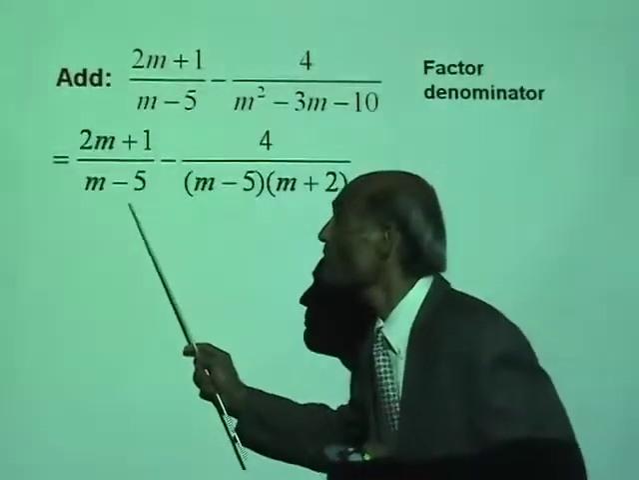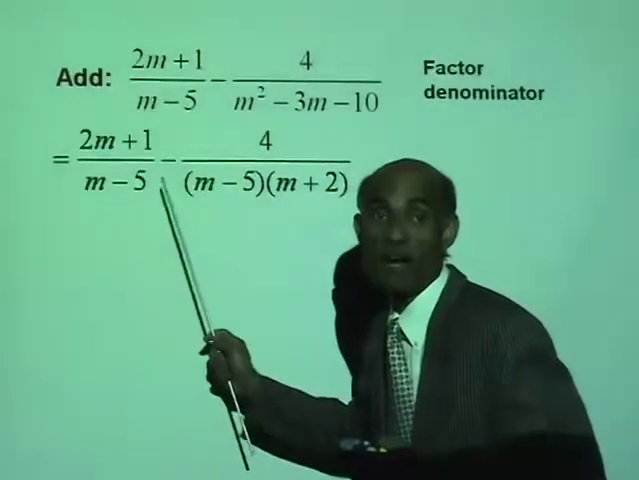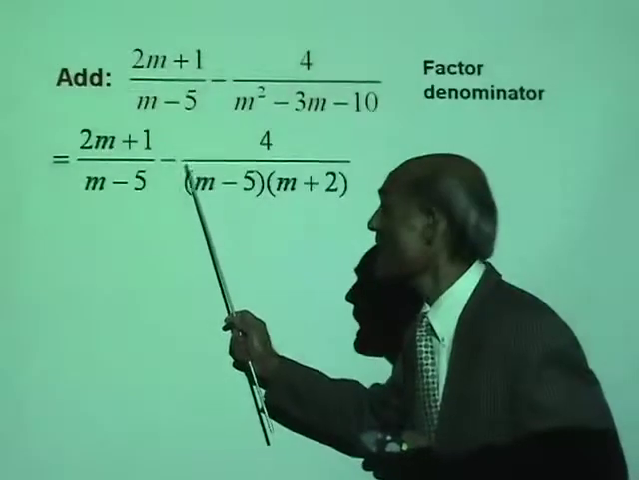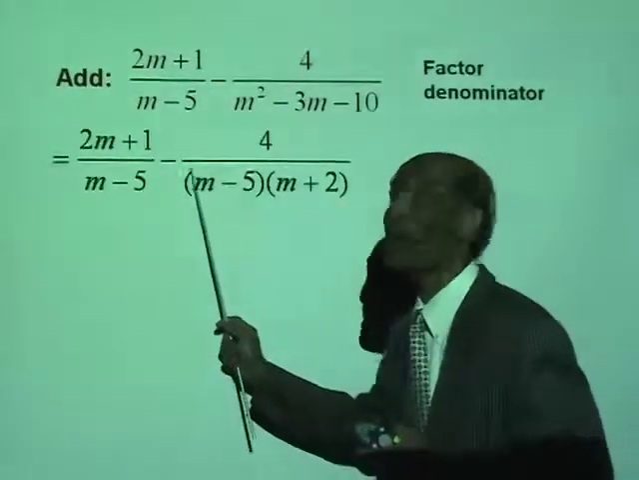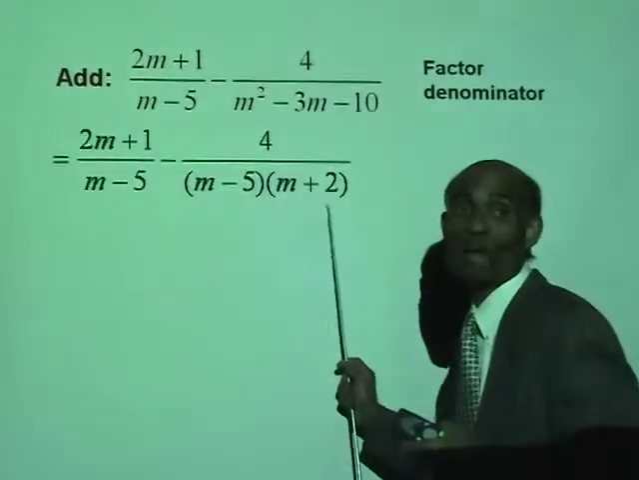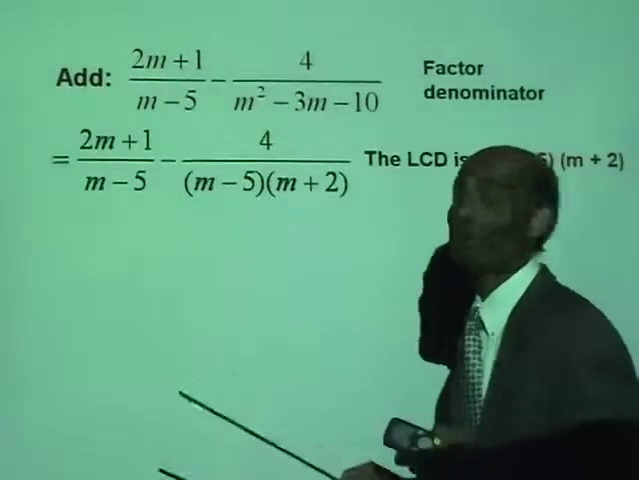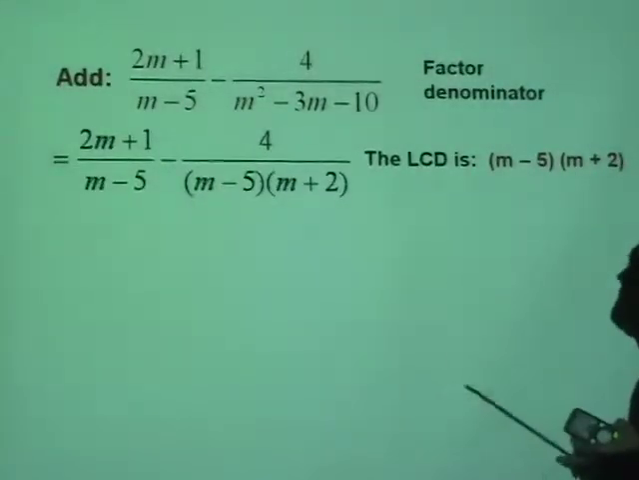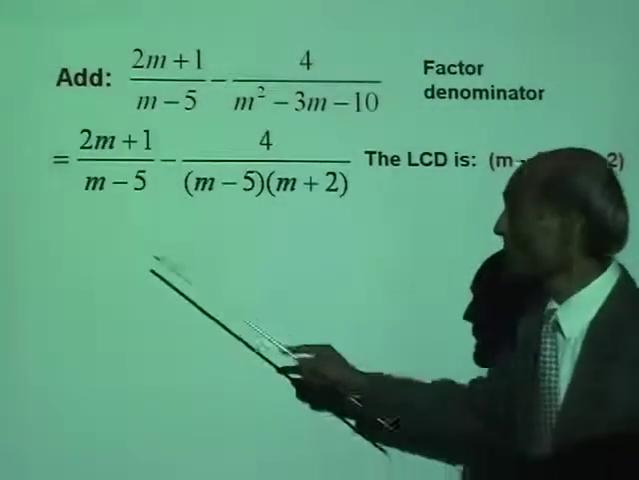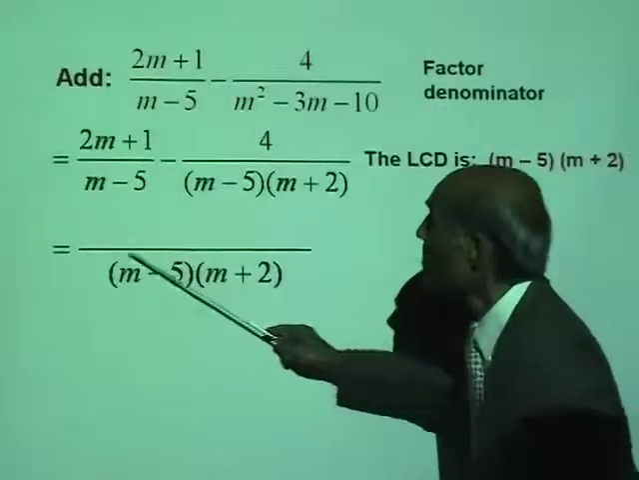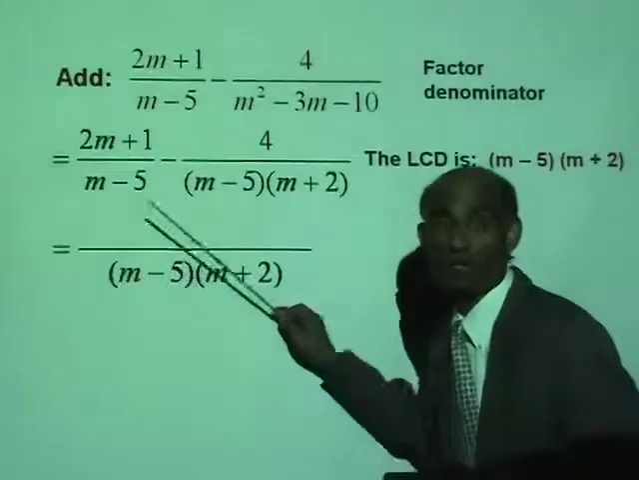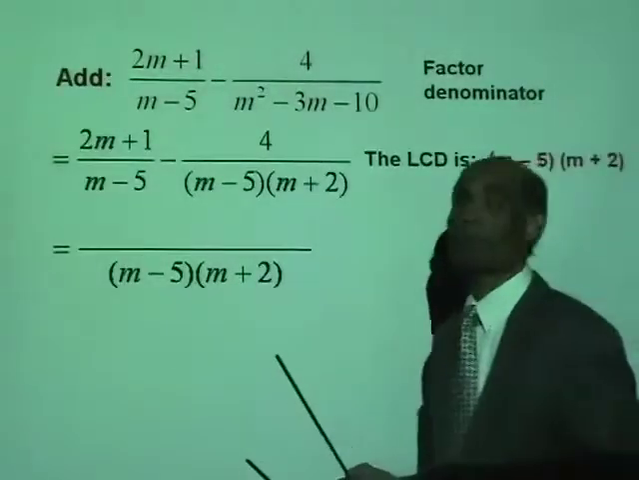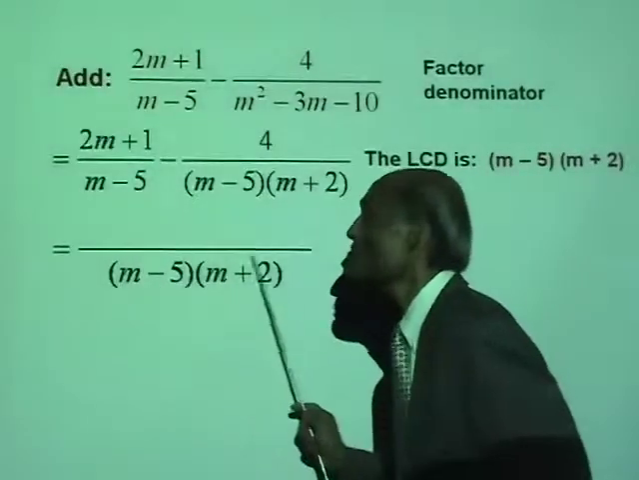We start picking the first factor, m minus 5. Then come to the second denominator and then say, I have already picked an m minus 5, I don't need it. And therefore I need to pick m plus 2. So the LCD is m minus 5 times m plus 2. Alright, so this is now our denominator. Look at the way I set it up. The LCD is m minus 5 times m plus 2. How do we construct the numerator?